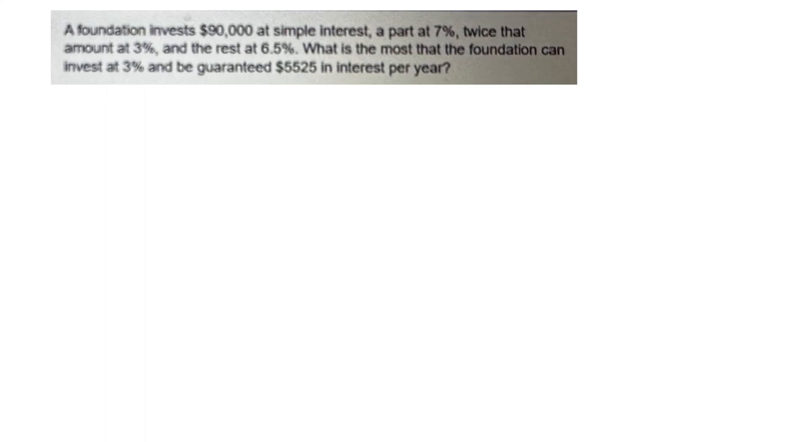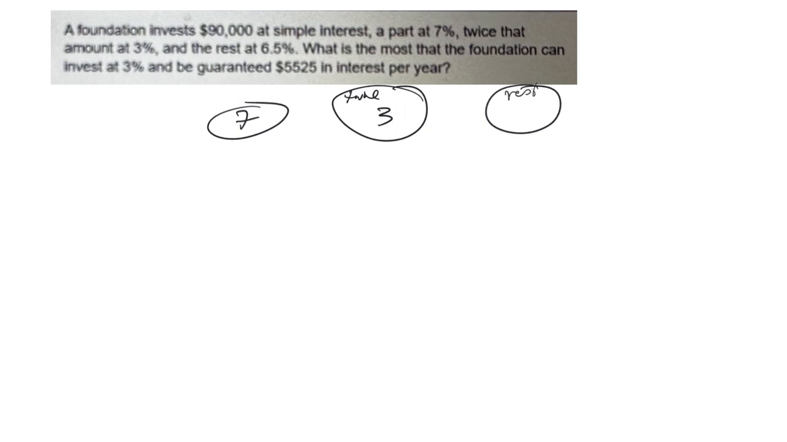All right, here's a good question. A foundation invests $90,000. Simple interest for a year. Part of it's at 7%. Let me just write that. So I got a chunk at 7%, and I got twice that amount twice at 3%, and then the rest at 6.5%. And then what's the most the foundation can invest at 3% and be guaranteed? So they want in the end $55.25.